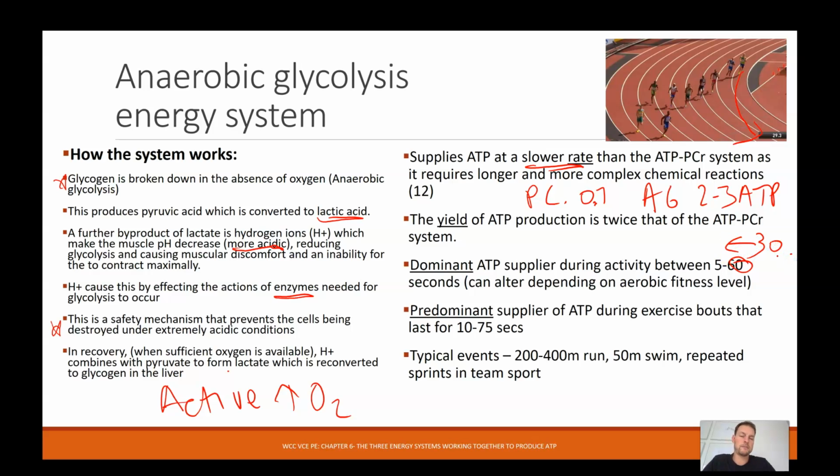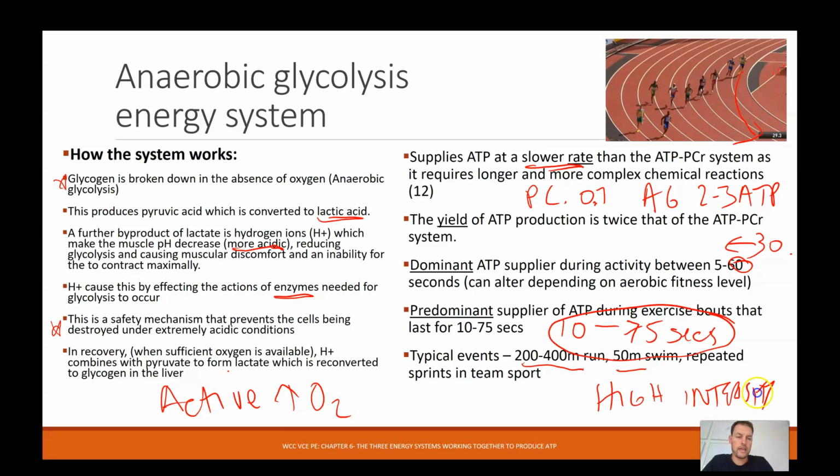And it's a predominant supplier, so the main supplier of energy for any event that lasts between 10 to 75 seconds. So if we look at all these events here, we've got the 200 and 400 meter sprint, 50 meter swim, and repeated sprint efforts in team sport. We can see they're all between this kind of duration, and they're all a fairly high intensity still.